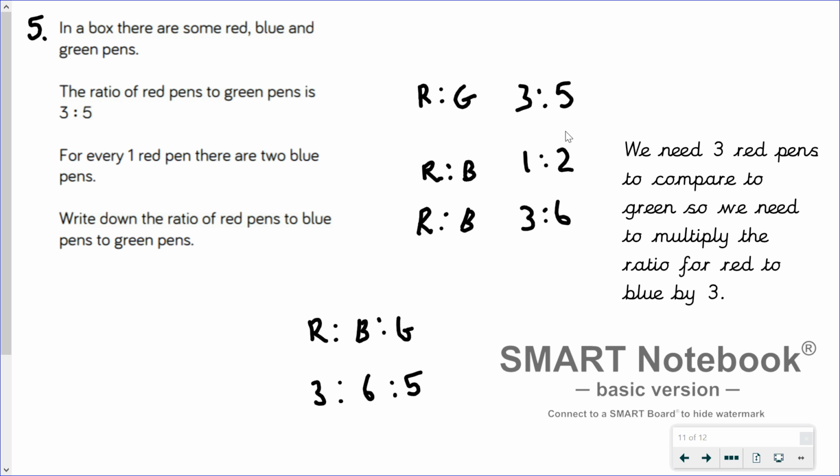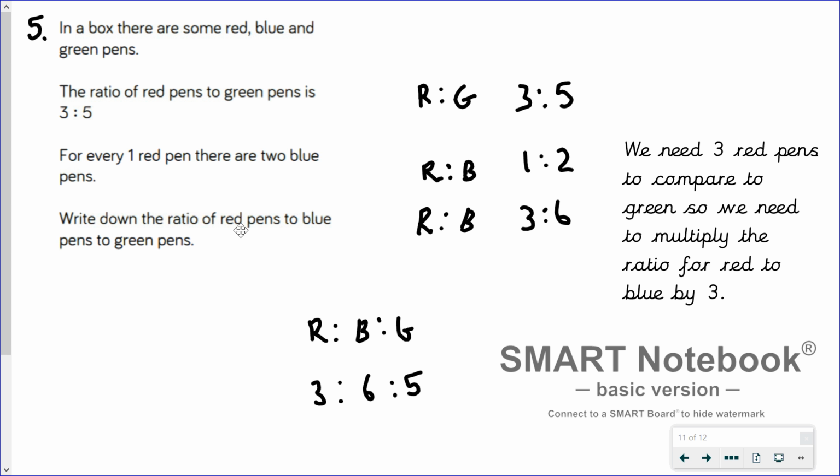Next question. In a box, there are some red, blue, and green pens. The ratio of red pens to green pens is 3 to 5. Written right here. For every 1 red pen, there are 2 blue pens. 1 to 2, and I've written that here. But I know that I've got a red up here, so I can't have the 1 red, so I'm going to multiply this to get the number of red pens the same, because we need 3 red pens to be able to compare to the green. So I multiplied the red by 3 to get 3, which means I've got to do the same to the other side to get 6. So the ratio of red to blue can also be written as 3 to 6. And now, because the number of red pens are the same, I can compare them all.